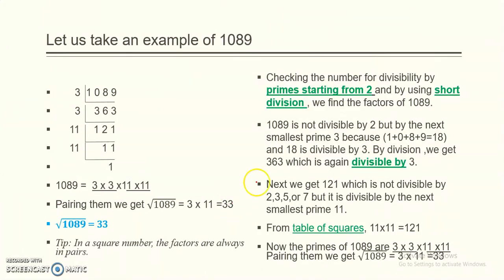Let us take an example of 1089. Is it divisible by 2? No, not at all, because 9 is an odd number. Now what is the test for the next prime, that is 3? We have to add all the digits of the number. So 1 plus 0 is 1, 1 plus 8 is 9, 9 plus 9 is 18. And 18 is definitely divisible by 3. So this number is divisible by 3.